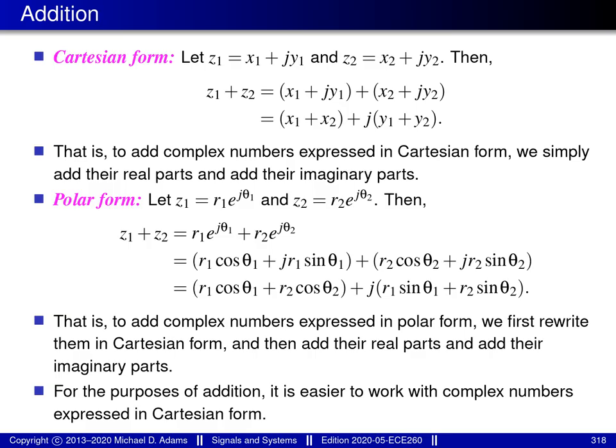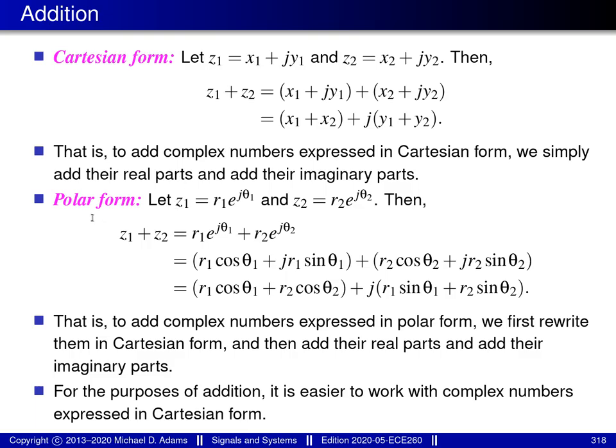Often we have the need to add complex numbers. The particular manner in which we perform addition of complex numbers depends on the particular form in which the complex number is expressed. If a complex number is expressed in Cartesian form, it's very easy to add two complex numbers. If we have complex numbers z1 and z2, which are x1 plus jy1 and x2 plus jy2, we can add them simply by adding their corresponding real and imaginary parts.